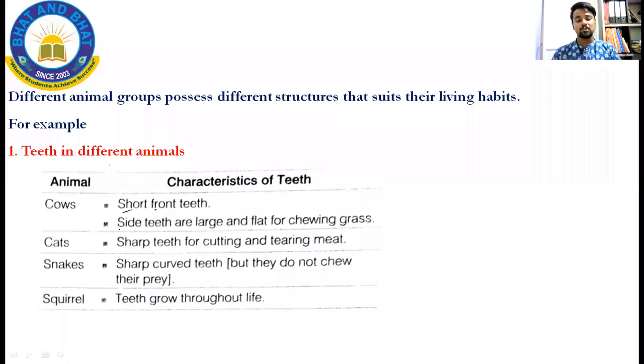Please write down this also. For squirrels, teeth grow throughout the life. Throughout the life, in the sense, whenever a tooth falls, it keeps growing again. That is how it grows. Have you understood this now? Have you all understood teeth in different animals? Say yes or no.